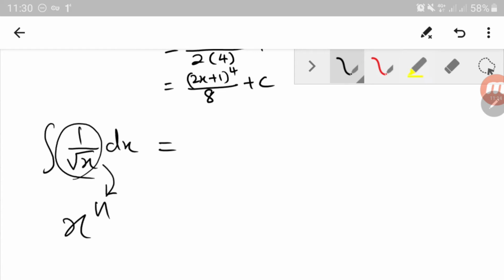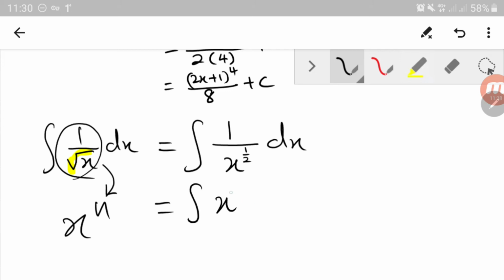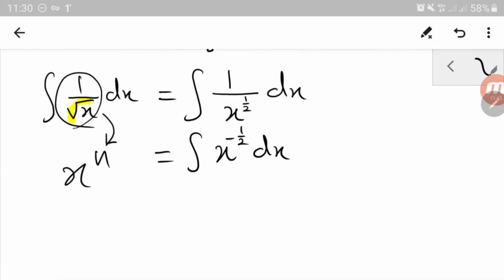So what we can do is we change the root symbol here to become a power. Integrate 1 over x to the power of 1 over 3, right? And then this one is not yet x to the power of n, so we bring it upstairs, but with the condition that we change the power to negative. Then we can apply the second rule.